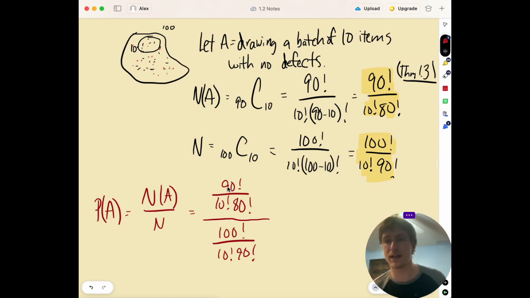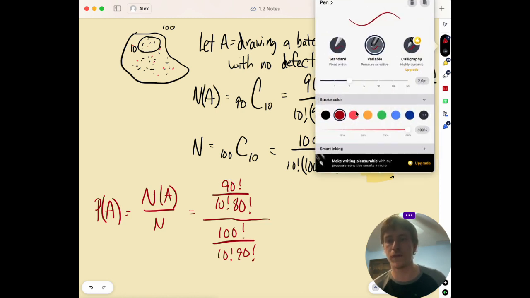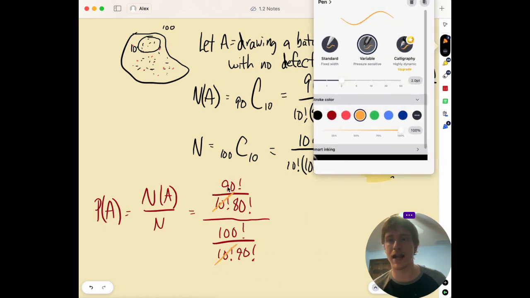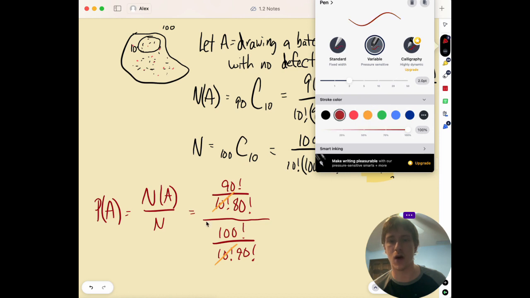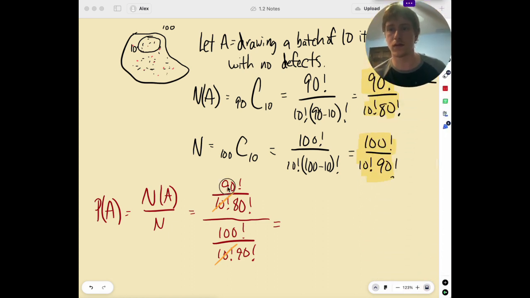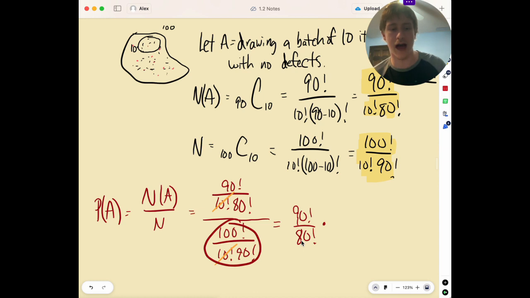Okay, so we have to simplify this fraction. The first thing that I'm going to do to simplify it is cancel out the 10 factorials, right? Those just go away. Then I can divide these fractions out by taking the reciprocal. Okay, so we can take this fraction and multiply it times the reciprocal of that expression. So we get 90 factorial divided by 100 factorial.